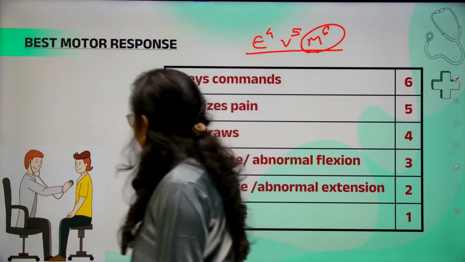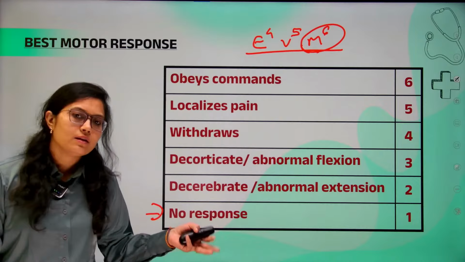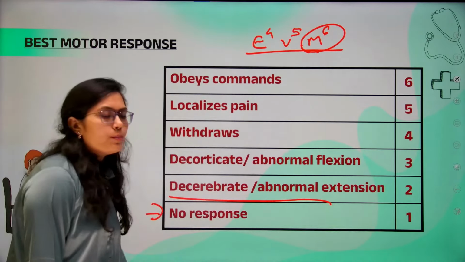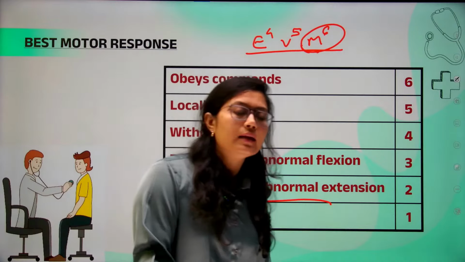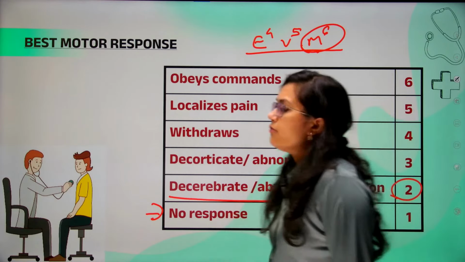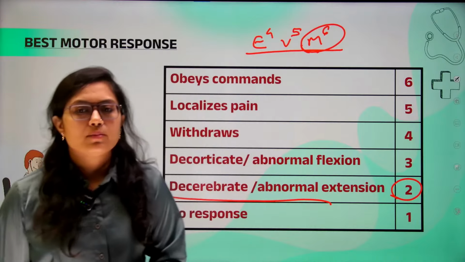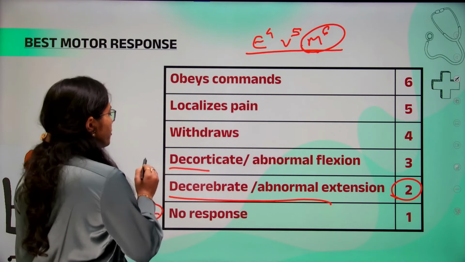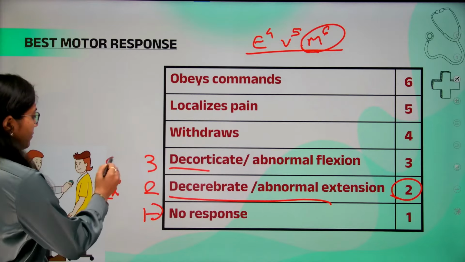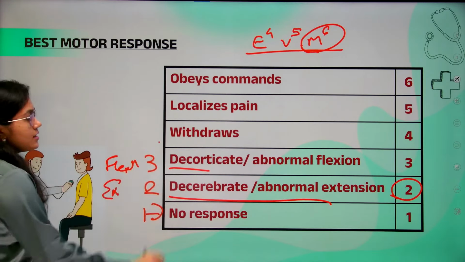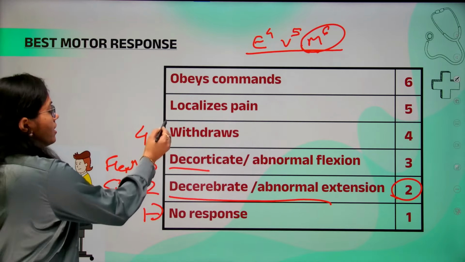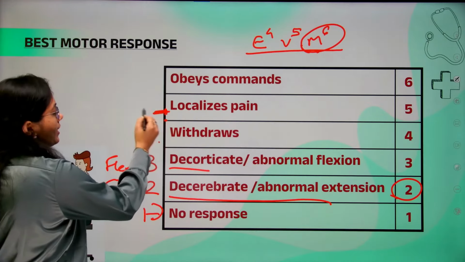Now as always, grade 1 is no response, as we had seen in eye and verbal. Grade 2 would be decerebrate posture and abnormal extension. If the patient is maintaining that posture, then it will be considered as grade 2. If it is decorticate, then it will be considered as abnormal flexion, that is grade 3. Next is withdraws. When we try to touch and the patient withdraws, that is grade 4. When the patient can localize the pain, that is grade 5.